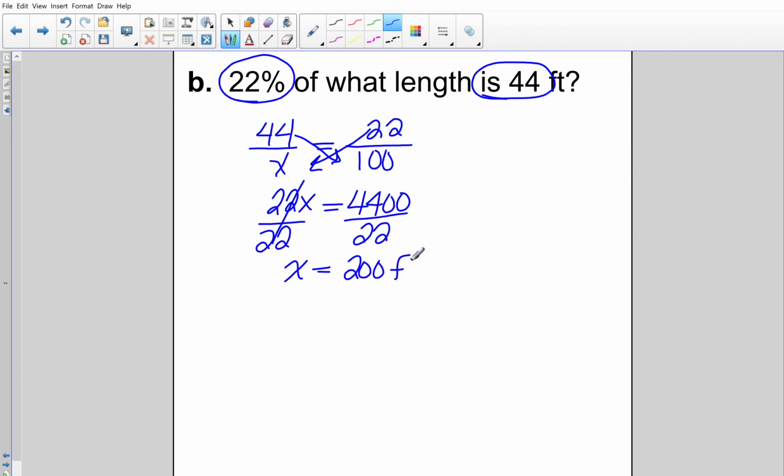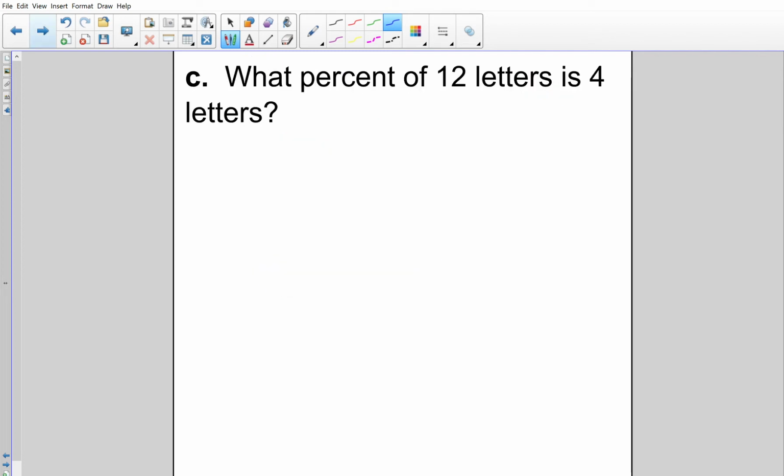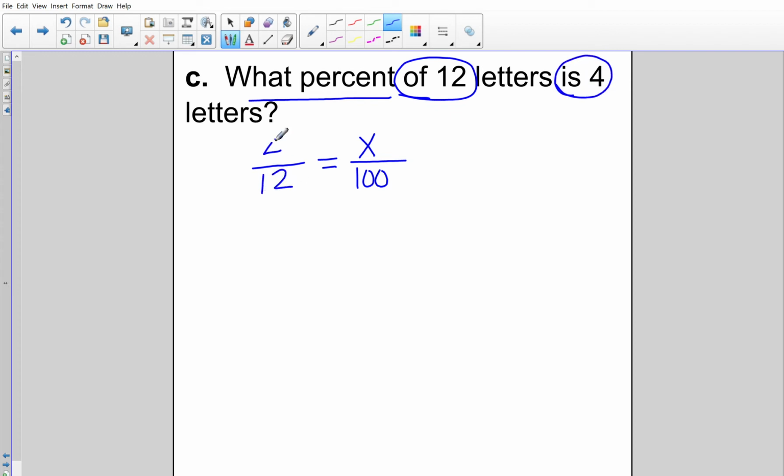Now this time I have a label. It's feet. So I'm going to label this one with feet. Okay, so what percent? So I'm looking for the percent this time. So because I'm looking for the percent, I'm going to go ahead and put in my x over 100 right away. I've got of 12, so 12 goes on the bottom, is 4, 4 goes on the top.